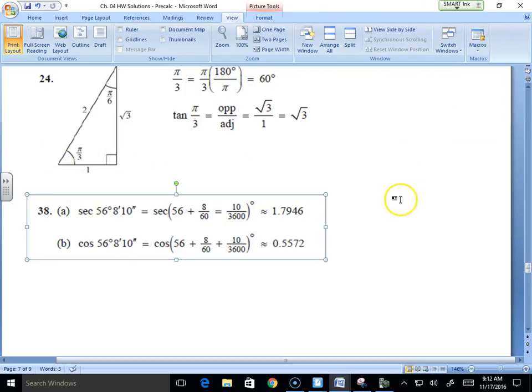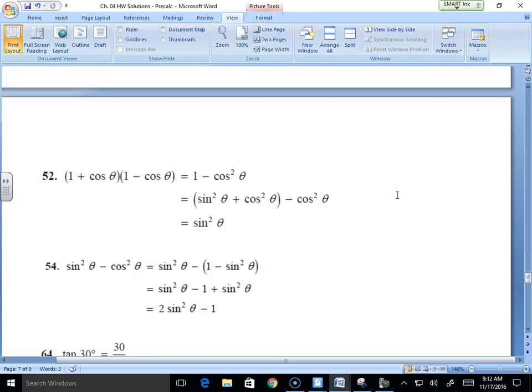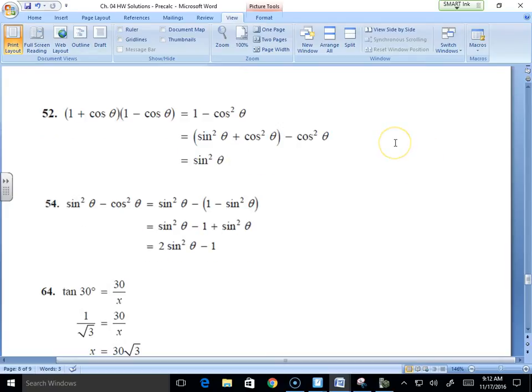Next one. 52. They decided to choose the side. No pencils, color pens. Otherwise, I think you're cheating. Woo! Okay, so take this side. What did they do to get this one? Distribute, FOIL, difference of squares, right? They did the math. And then from the math, what were they able to do?